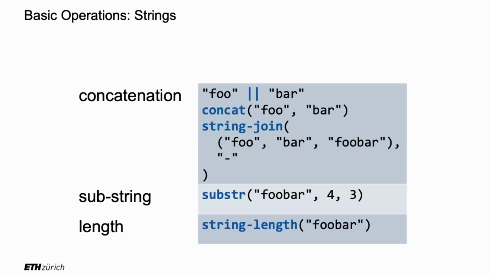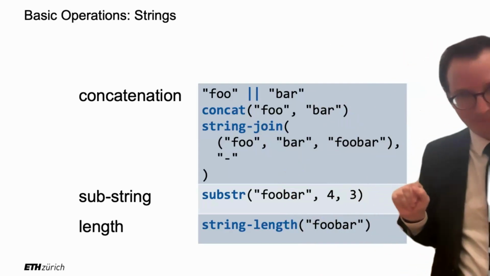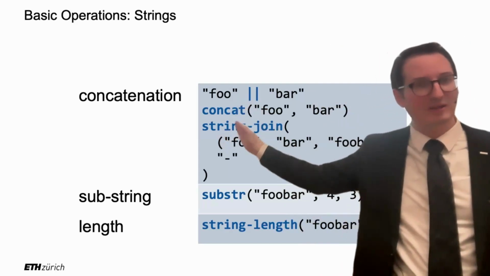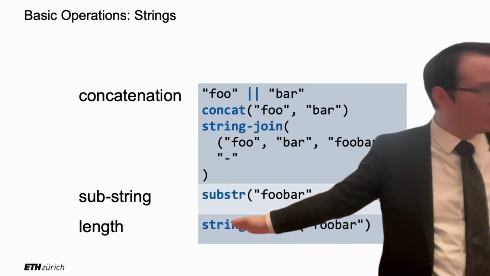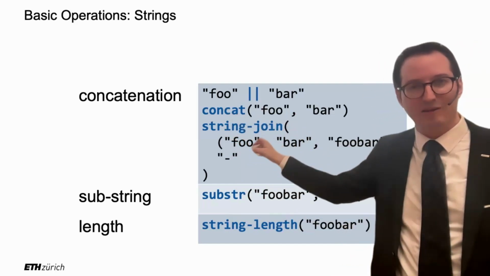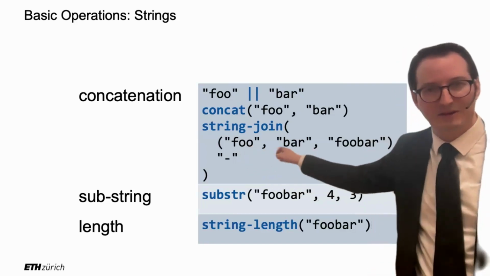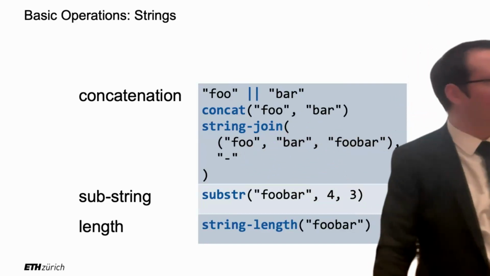Now you might ask, okay, how do you do string concatenation then? Well, you use the same as in SQL, the double vertical bar. That's how you concatenate strings. But you also have plenty of these standardized string functions. They all come also from a W3C standard. So you can concatenate with the concat function. You can use string-join to concatenate these, but you put a dash in between.